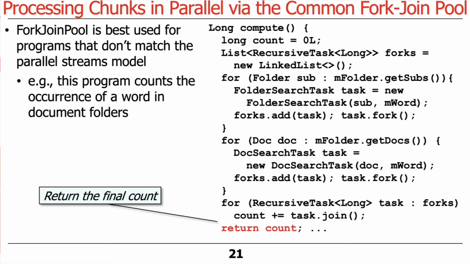So again, not that hard, but you can see there's a lot going on. You've got to fork and you've got to join and you've got to keep track of things. So clearly you'd like something a little simpler, and that's what the parallel streams framework allows you to do.